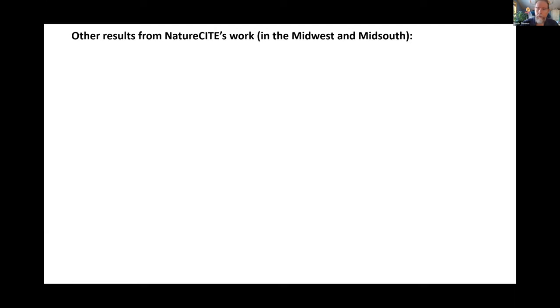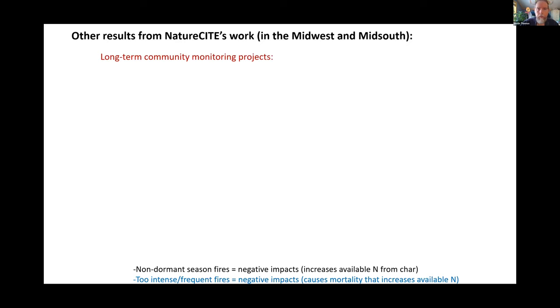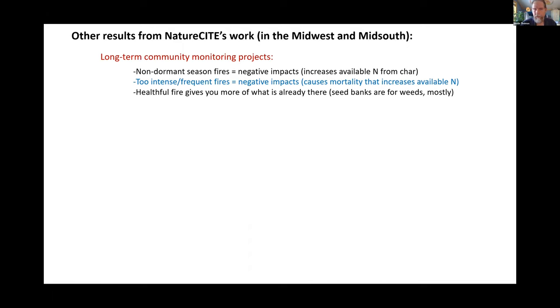And so some of the other results we get from looking at C values and looking at nitrogen in systems across long-term projects that I've been involved in, we find several things that tend to go against conventional thought. One is that, at least in the Midwest, somewhat in the Mid-South, non-dormant season fires, so spring fires, summer fires, growing season fires, tend to have negative impacts on the C value. They increase nitrogen from the ash and char from the fire. Another thing, too intense and too frequent fires have negative impacts and cause mortality, which increases nitrogen.